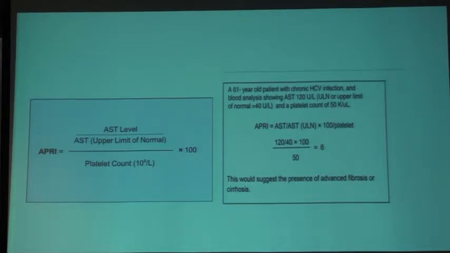And here is an example of how we can use it to calculate the liver status. A 61-year-old patient with chronic hep C virus infection, analysis AST is 120, upper normal is 40, and the platelet count is 5,000. So we can easily estimate by this simple equation the level of the fibrosis. 6 means the presence of an advanced fibrosis or cirrhosis.